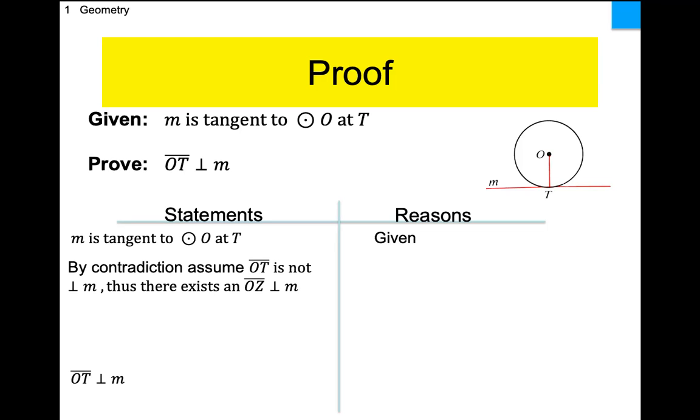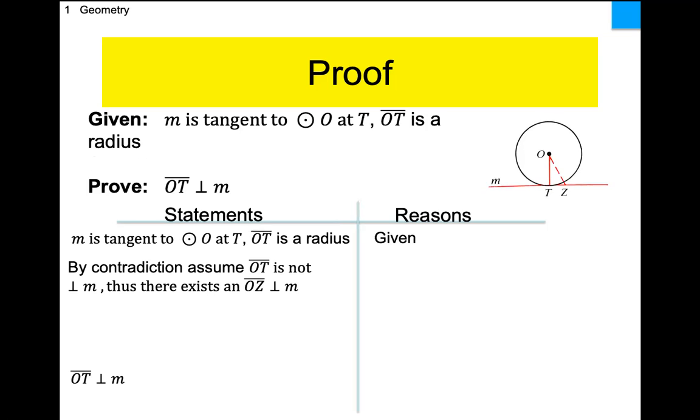Therefore, if it's not perpendicular, I've got a point and a line, and you can always drop a perpendicular. So if this one isn't perpendicular, there's one that is. So I make that line. Now, period 2 could not wrap their heads around this because I drew this and said this OZ is now perpendicular. They said no, it's not. Look at it. And I said, well, that's a proof by contradiction. Clearly it's not, but that's what we're assuming is true. We're assuming that OT is not perpendicular to M. Therefore, there must be some one that I can drop down that is perpendicular.